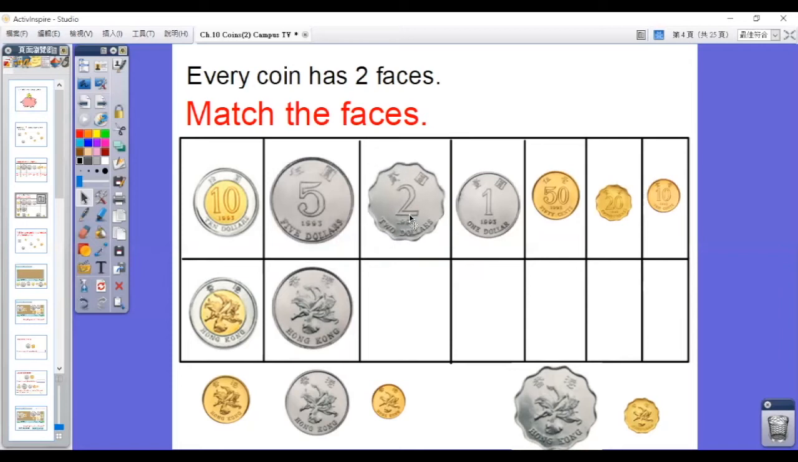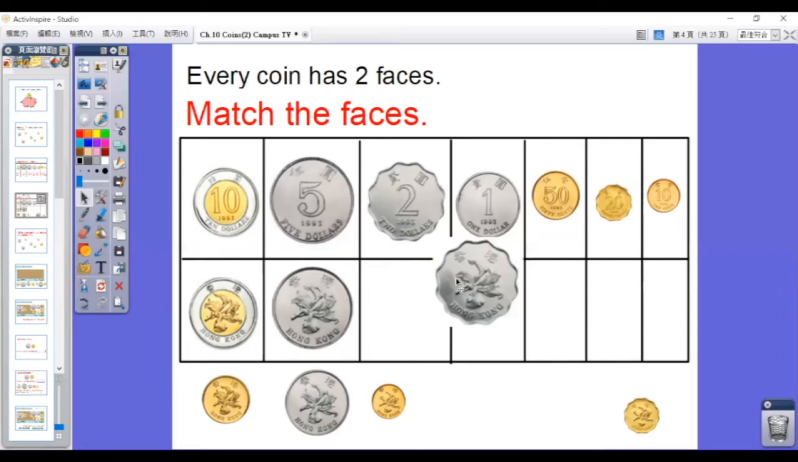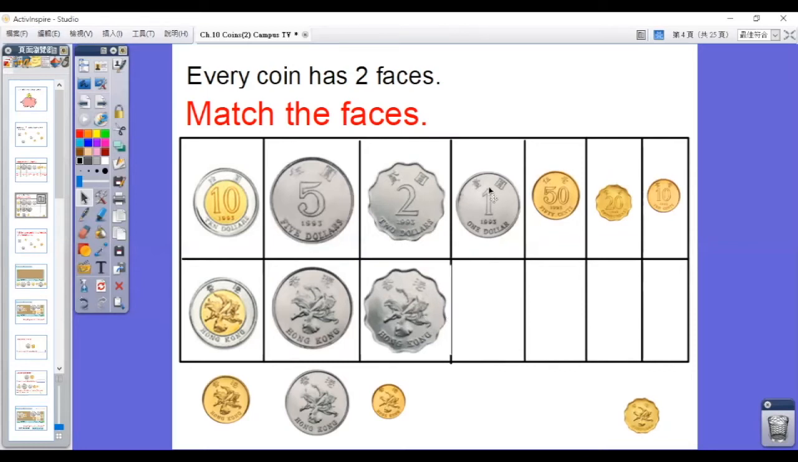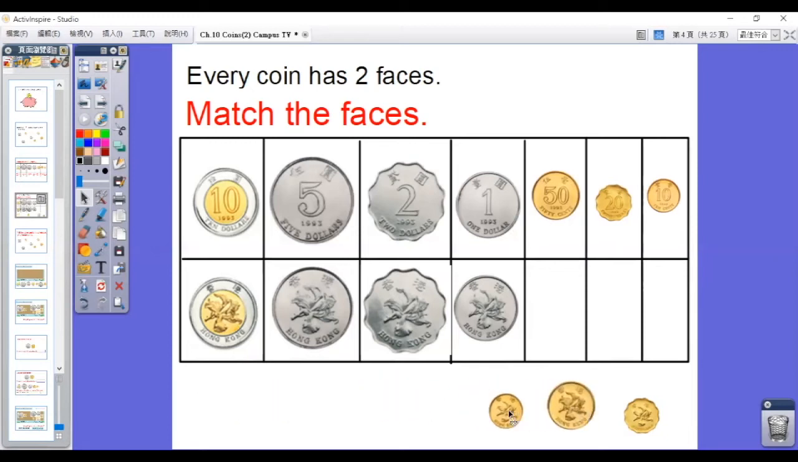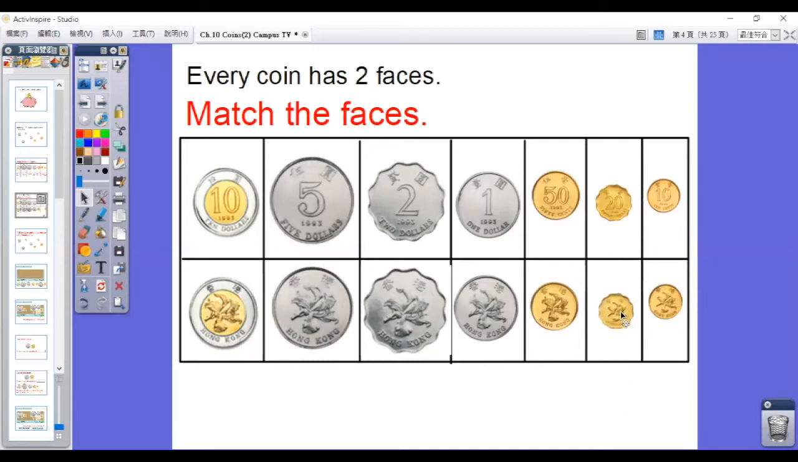How about the $2 coin? Yes, correct. And the next one, we have a $1 coin. Which one is the correct answer? Yes. And the coins we have left are called cent coins. We match the faces according to their size. As you see, 50 cents is bigger than 10 cents. So this one should match 50 cents. And that is the smaller one. You should put it here to match the 10-cent coin. And this would be the last one.